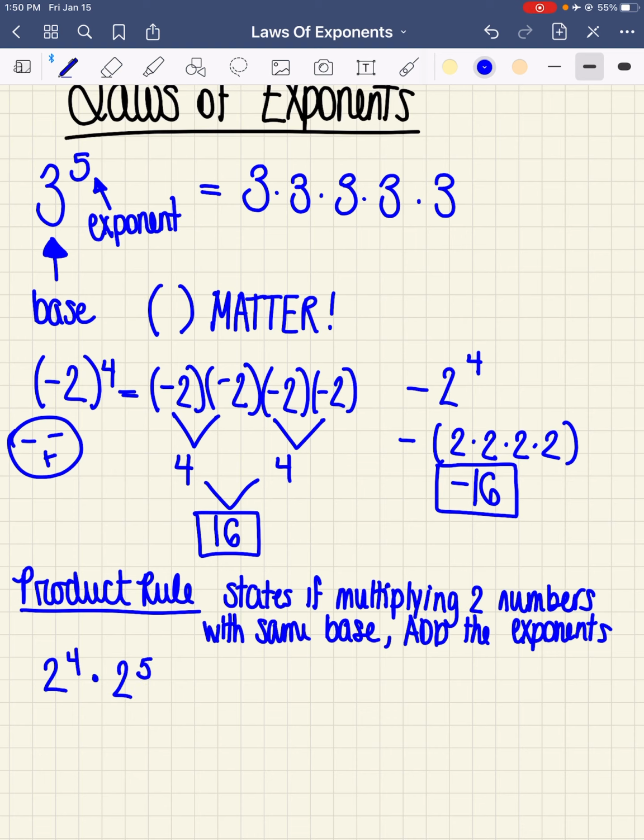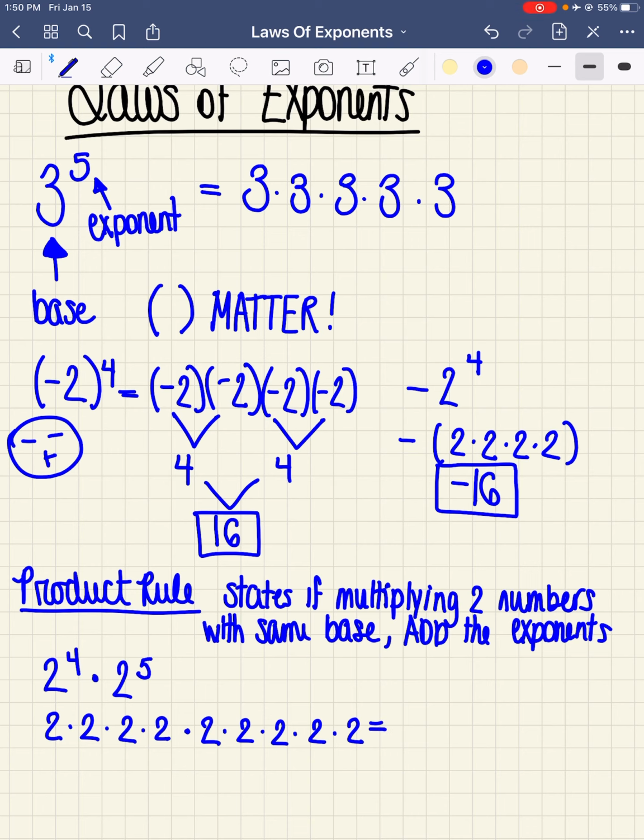All right, so we have 2 to the 4th power times 2 to the 5th power, and let's talk about what that actually means. 2 to the 4th power means I've got 2 times 2 times 2 times 2, so I have 4 2's there, right? And then it says times 2 to the 5th power, which means I have 5 2's. So this is what it means when I break that down.